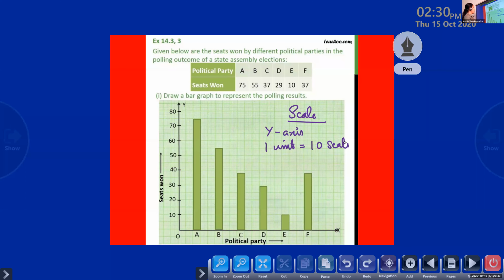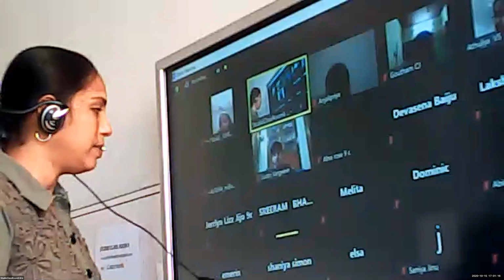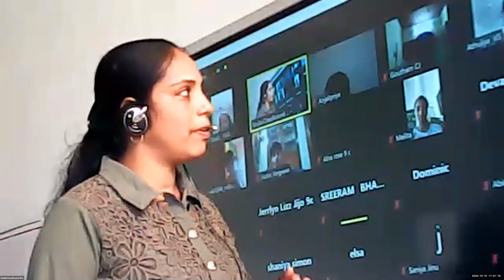Okay. Do you have the graph paper with you? Yes, ma'am. Okay. Do one thing. You write this question. Write this question. And draw the bar graph later as a homework. Will you do it, children? Yes, ma'am. So after writing the question, you have to draw this bar graph.